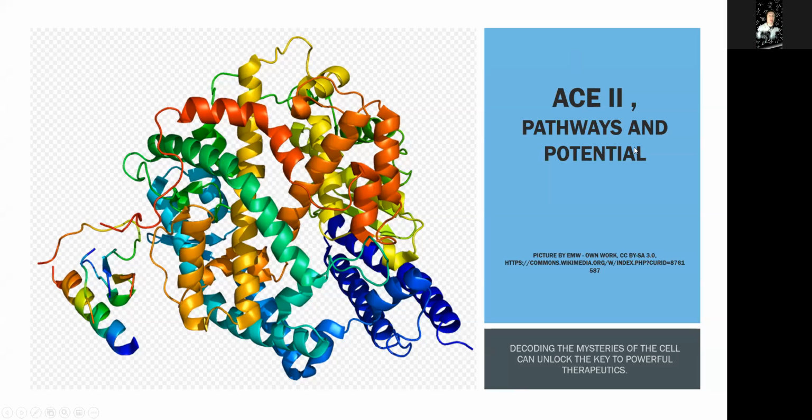Fun fact. The ACE2 protein, now the ACE standing for angiotensin converting enzyme 2, is a very integral part of a very complicated metabolic mechanism known as RAS, or the renin-angiotensin aldosterone system. That's something that we'll get into a little bit later, but it's important to note that decoding the mysteries of these cells can unlock a key to very, very powerful therapeutics.